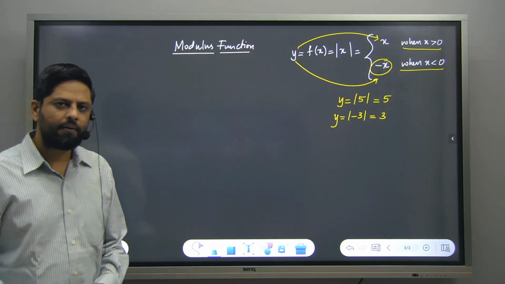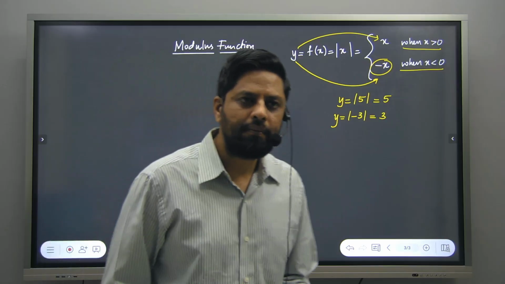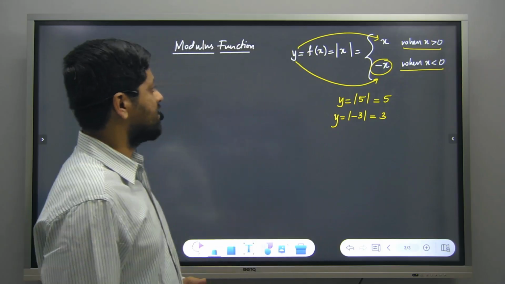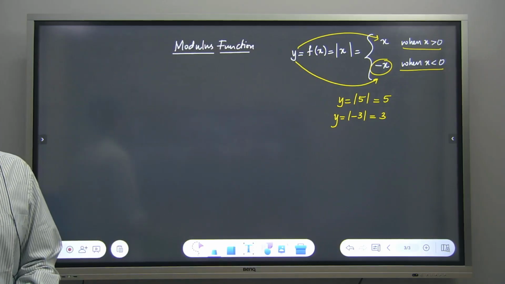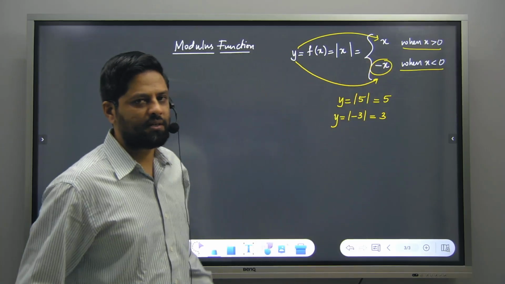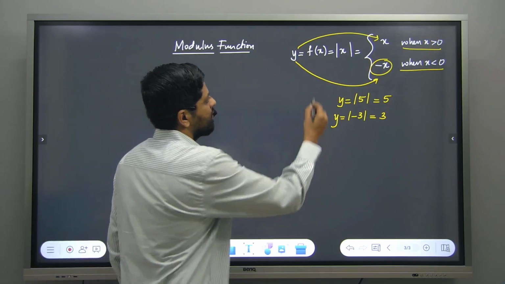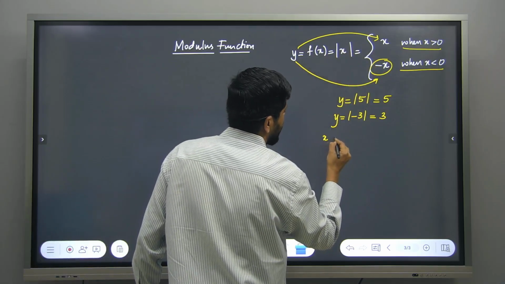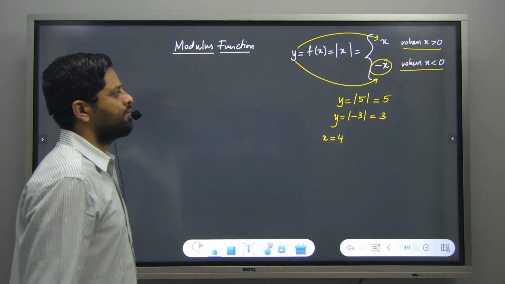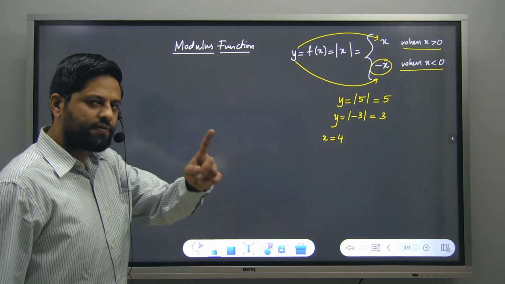Why am I saying y is equal to minus x? Anyone? Negative sign is outside the mod, you mean to say. All right, no problem. I'll give you a clear understanding. Let's take an example for this. Let me take x as 4. First condition or second? First one, x is greater than 0.